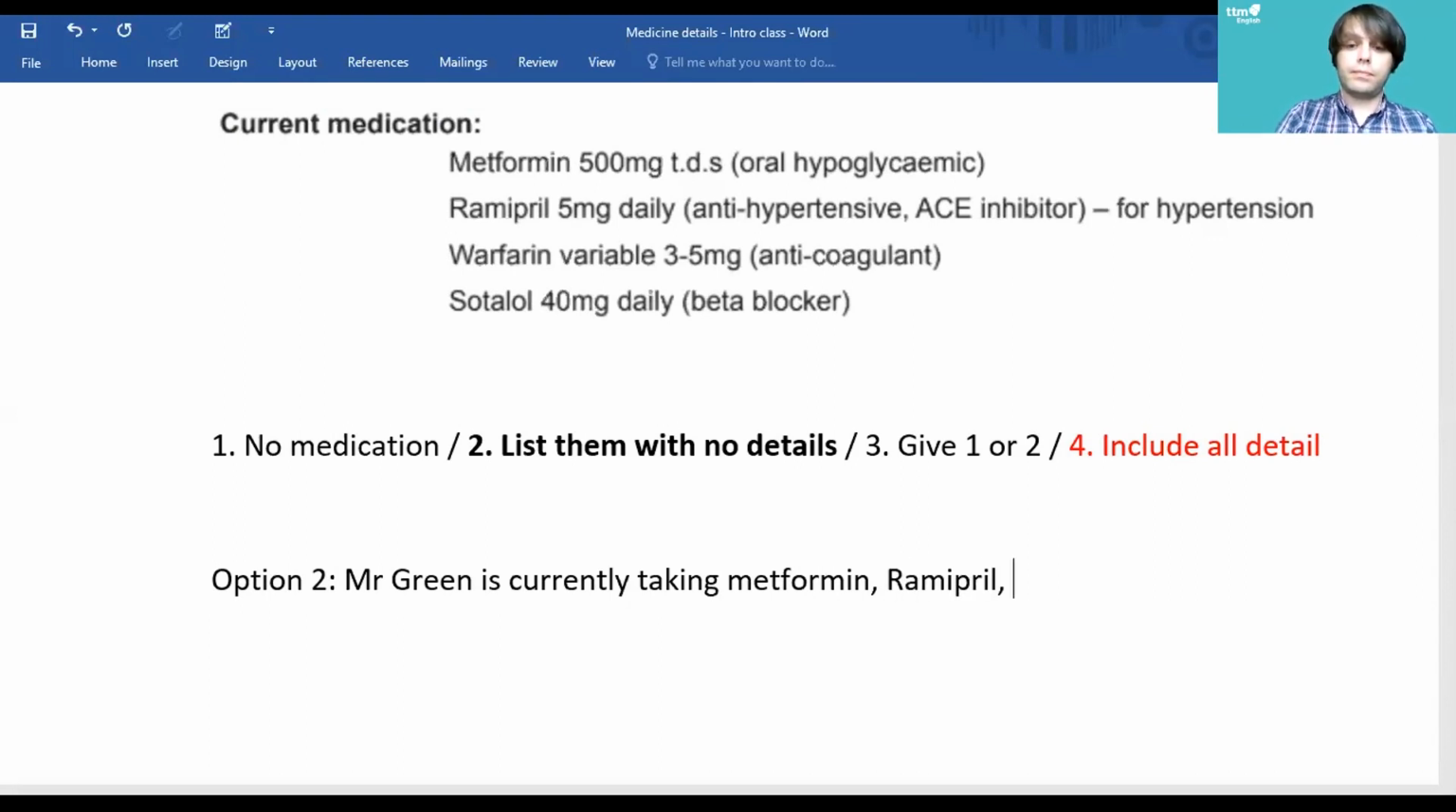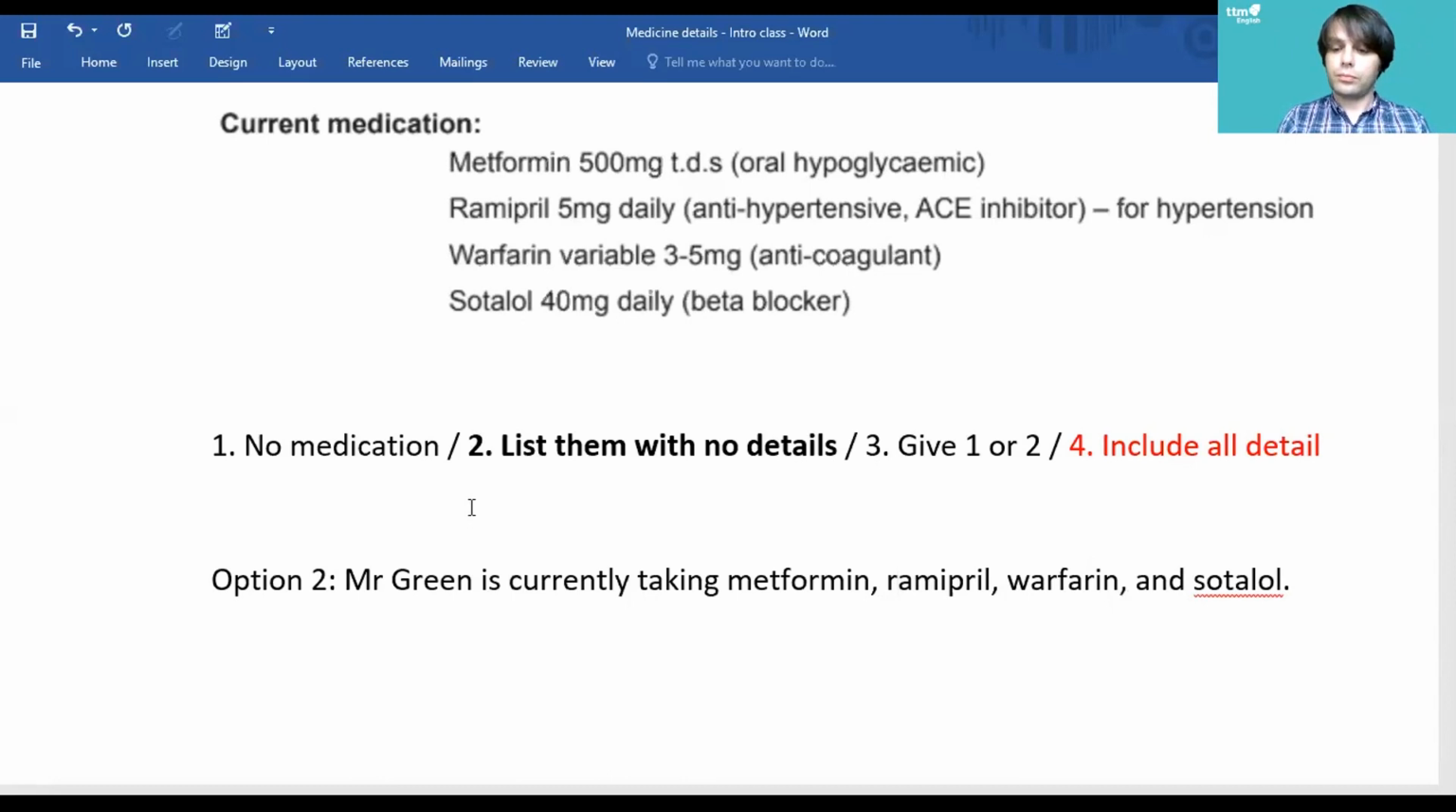ramipril, warfarin, and sotalol. Is this correct, guys, or do I need to put something here? And I need "and," don't I? Yes. Should I put it without capitals? Comma. No. What about ramipril? Do I need capitals? No.